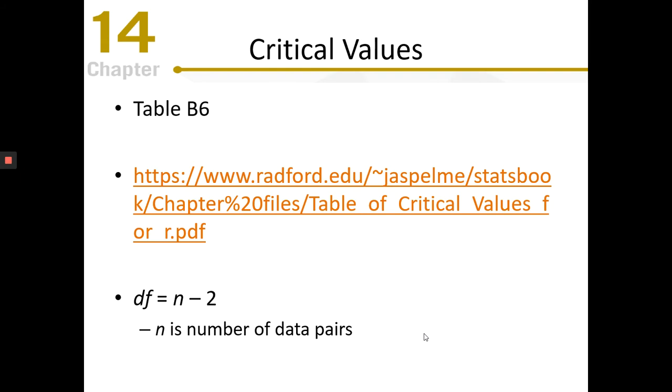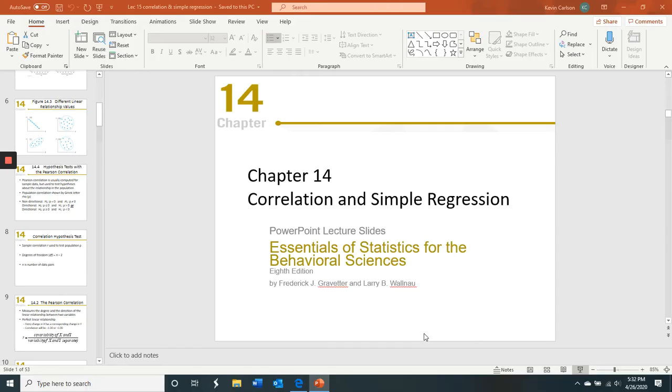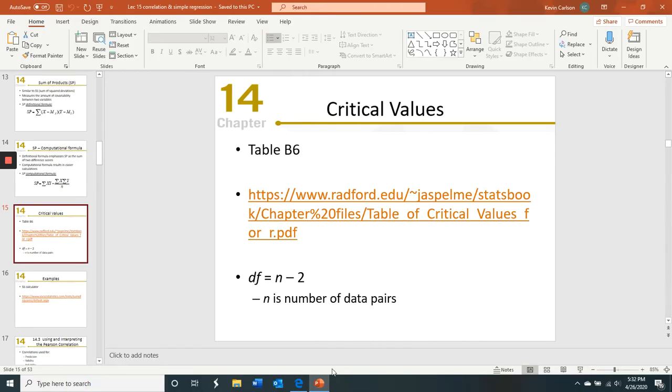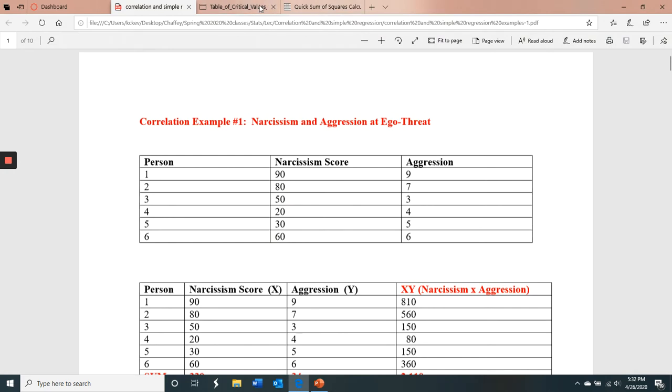So if you have the textbook, we have another critical value table for R. For every statistic, we have a table that we need to look up to find the critical value, and see if our computation is higher than the critical value. Table B6, if you have the textbook, is the critical values for R. If you don't, there is the link. The link looks like this.